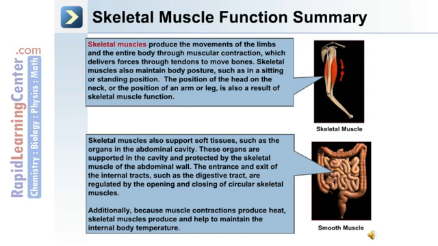Skeletal muscles also support soft tissues, such as organs in the abdominal cavity. They are supported in the cavity and protected by the skeletal muscle of the abdominal wall. The entrance and exit of the internal tracts, such as the digestive tract, are regulated by the opening and closing of circular skeletal muscles. Additionally, because muscle contractions produce heat, skeletal muscles produce and help to maintain the internal body temperature.